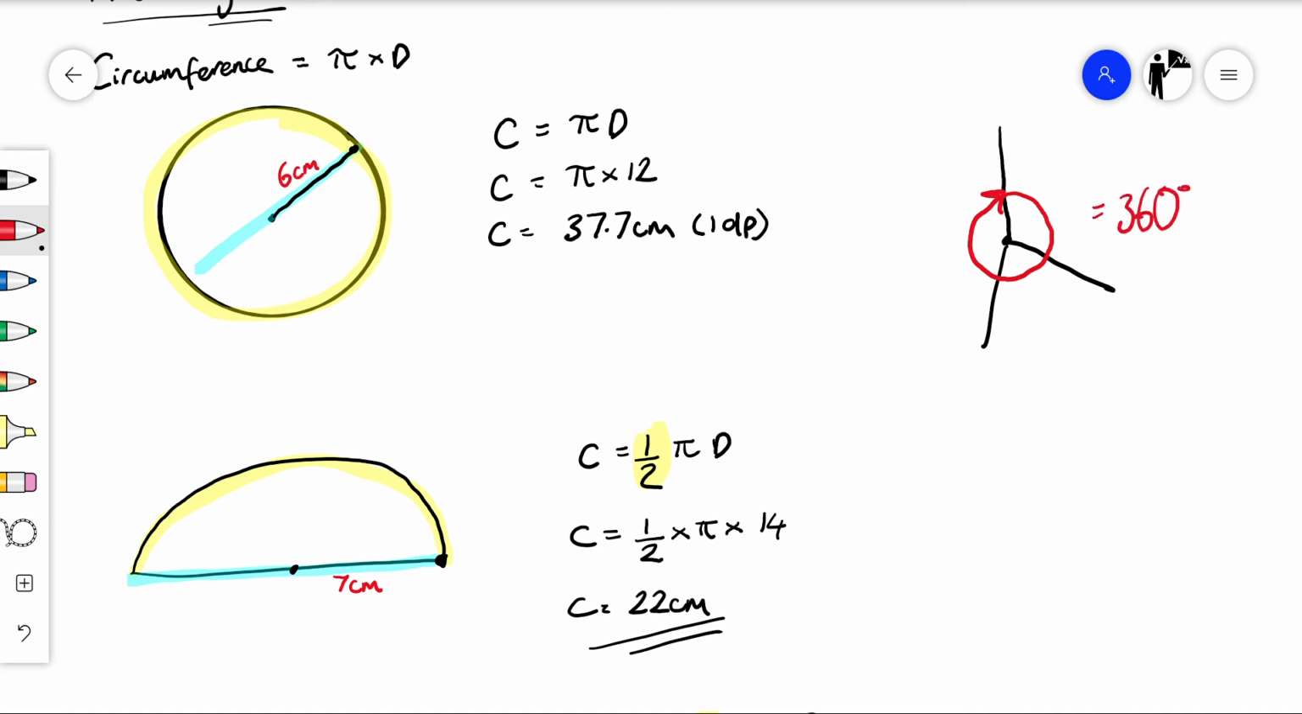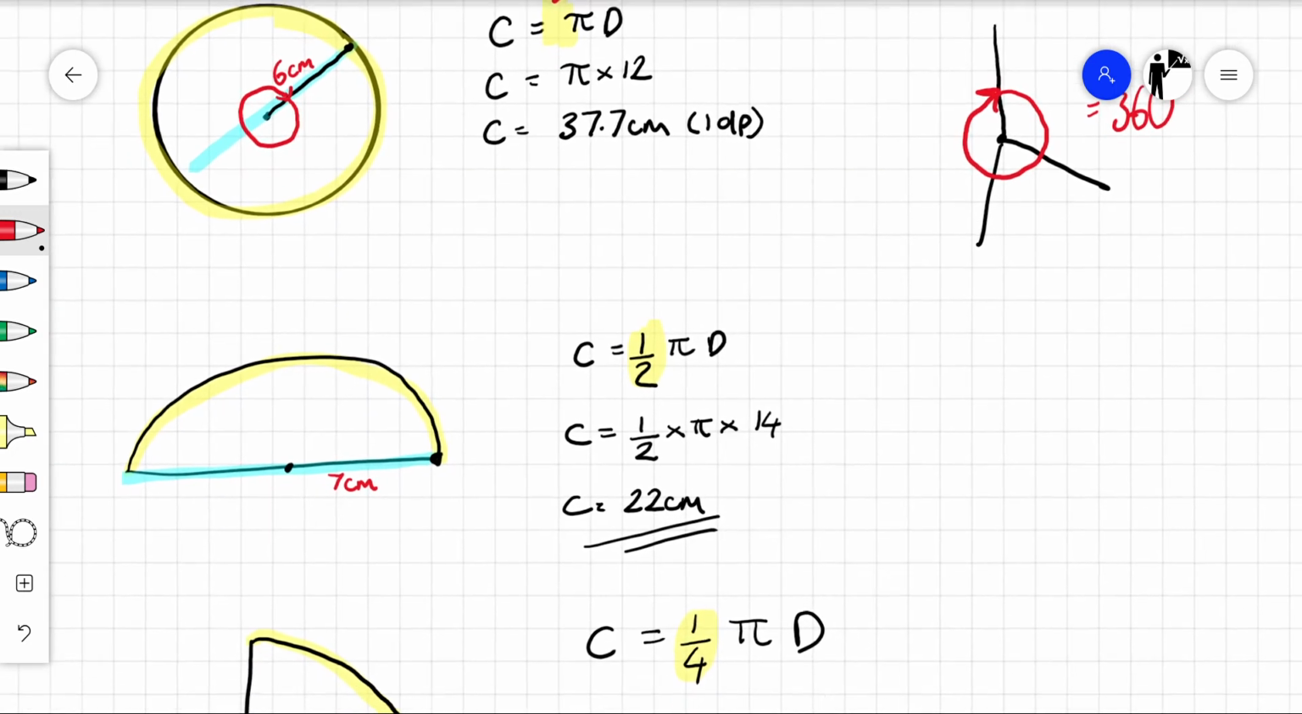Okay, so if we wanted to work out this full circle here, technically we've got the full 360 degrees. So although there is no fraction here, technically we've got 360 over 360, which simplifies to 1, which multiplies this in here.